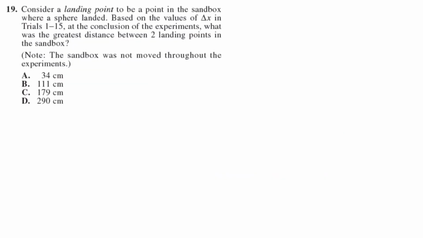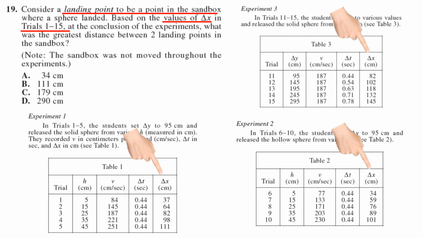Number 19 says consider a landing point. Remember, anything in italics is something you haven't seen in the passage. Landing point is a point in the sandbox where the sphere landed based on the values of X, which is the distance traveled in trials 1 to 15. At the conclusion of the experiment, what is the greatest distance between the 2 landing points in the sandbox?